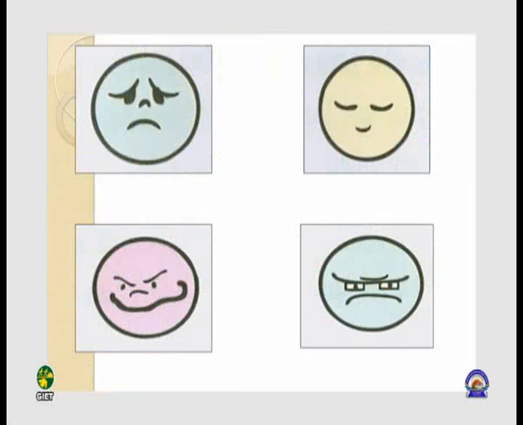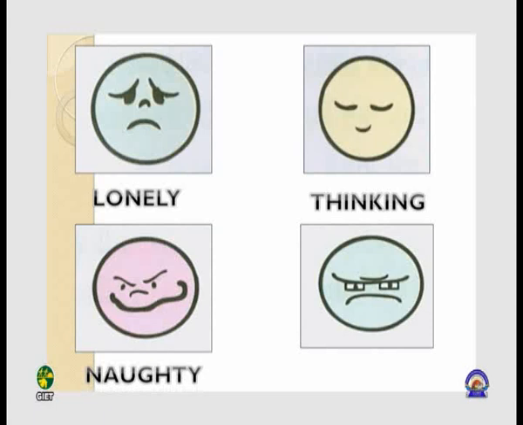Next. Student, look at these pictures. What do you think about the first smiley? Yes, it is lonely. Very good. The second smiley, yes, it is thinking. Very good. The third one is for, yes, it is naughty, like you. What do you think about the fourth smiley? Yes, it is negative. Very good.